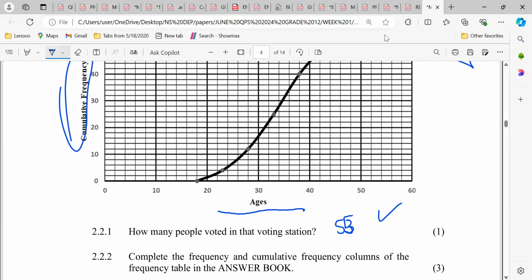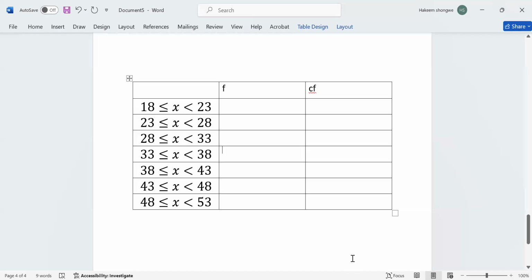The next one says we should complete the frequency and the cumulative frequency columns of the table. Usually what's going to happen is they're going to give us the table where we are going to be completing this. Now, what is it that we're completing? We are completing the frequency and the cumulative frequency columns. So we have something that looks like this. We have the frequency and the cumulative.